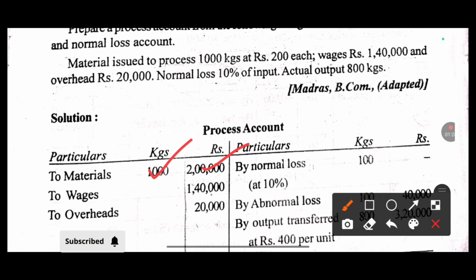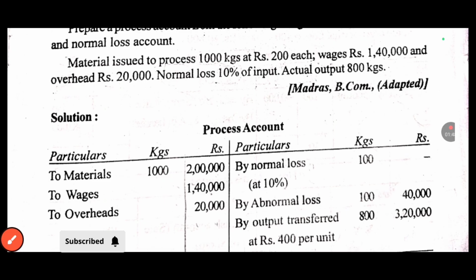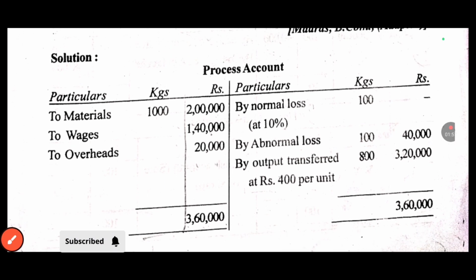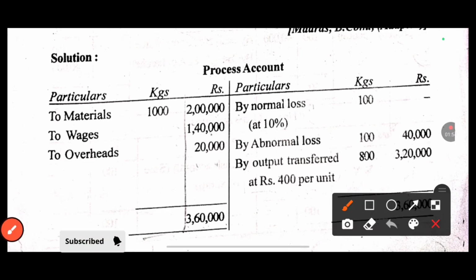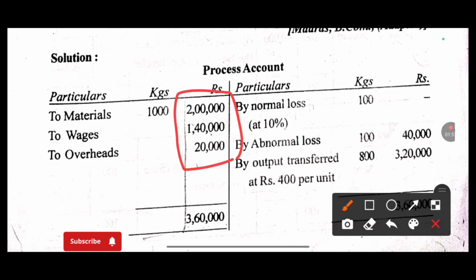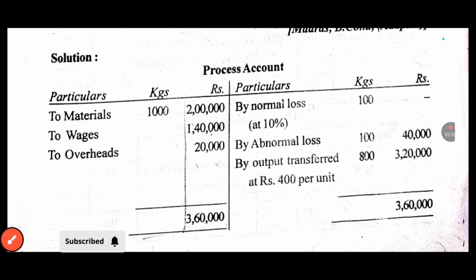So all the input items as per the process account format, all the input quantity and the values are to be entered on debit side. Accordingly, material entered, and wages 1,40,000 rupees enter on debit side. Overhead 20,000 rupees enter on debit side. So all the input quantity and the input values enter on debit side of the process account. Let's calculate all the input values. Added together, you got 3,60,000 rupees. That 3,60,000 rupees enter on both sides as total.